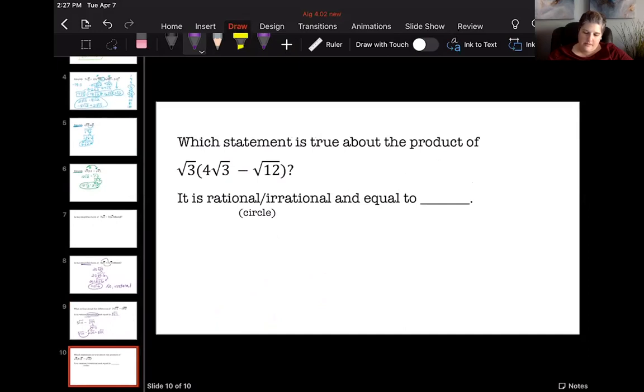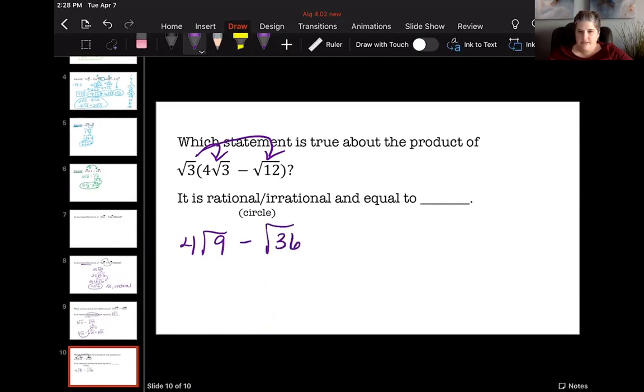Which statement is true about the product square root of 3 times 4 square root of 3 minus square root of 12? All right. So we have to distribute that in. So anytime you multiply square root times square root, you've got to multiply the numbers underneath. So that turns into 4 square root of 9, because the square root of 3 times the square root of 3, 3 times 3, is 9. And then square root of 3 times negative square root of 12 would be negative square root of 36.